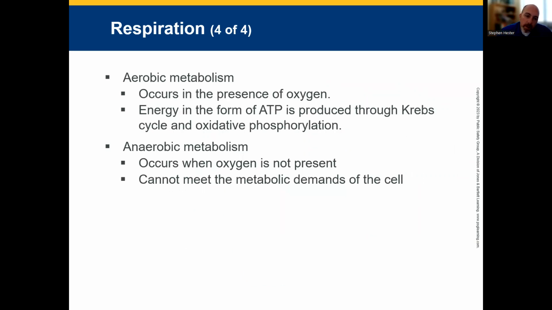All right, aerobic metabolism occurs with the presence of oxygen. In the mitochondria, when the cells convert glucose into energy, it is the process known as aerobic metabolism. Energy in the form of ATP is produced through the Krebs cycle and oxidative phosphorylation. Anaerobic metabolism occurs when oxygen is not present and cannot meet the metabolic demands of the cell. Glycolysis results in less ATP production, and then adequate levels of perfusion and external ventilation must be present for aerobic internal respiration.